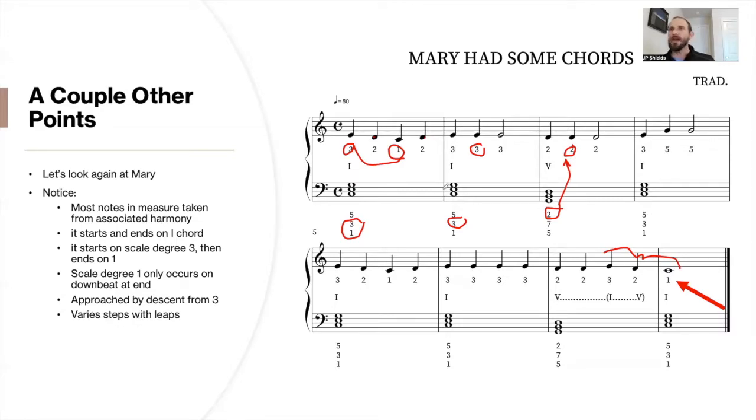Also, notice that it varies steps with leaps. So you have steps here. Da-da-da-da-dum. It steps down again just a little bit, and then it leaps up. So you have a variety of steps and then a leap. We see this here that instead of leaping, it just has steps, steps, steps, steps, and then it curves down to end there.